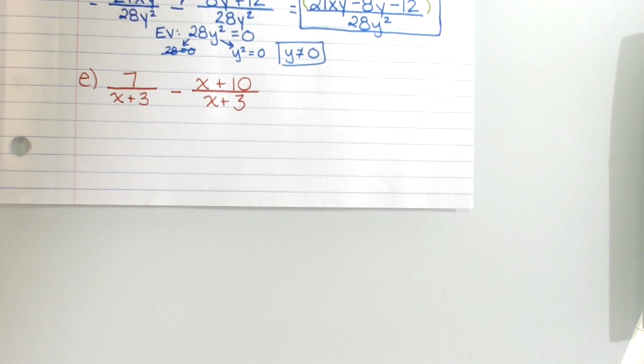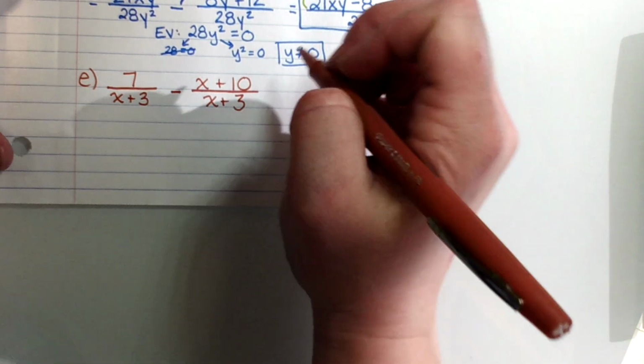Seven over x plus 3 minus x plus 10 over x plus 3. Subtracting. In order to subtract fractions, I still need common denominator. Do I have one? Yes. You'll notice that most of the problems I give you today do have common denominators. Today we're just trying to get the feet wet a little bit. Okay, so I subtract.